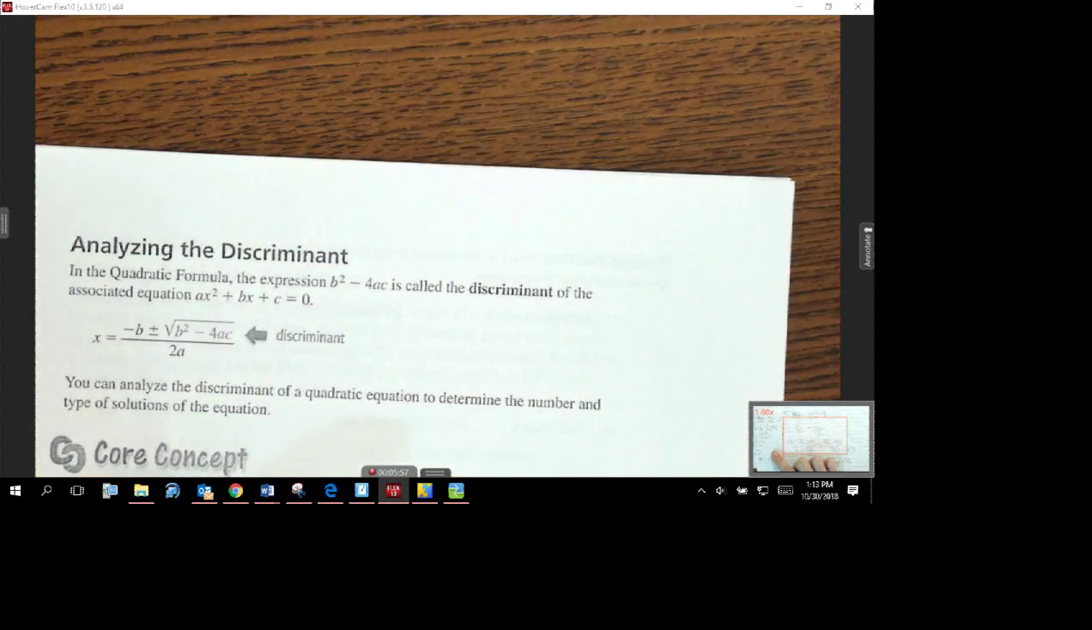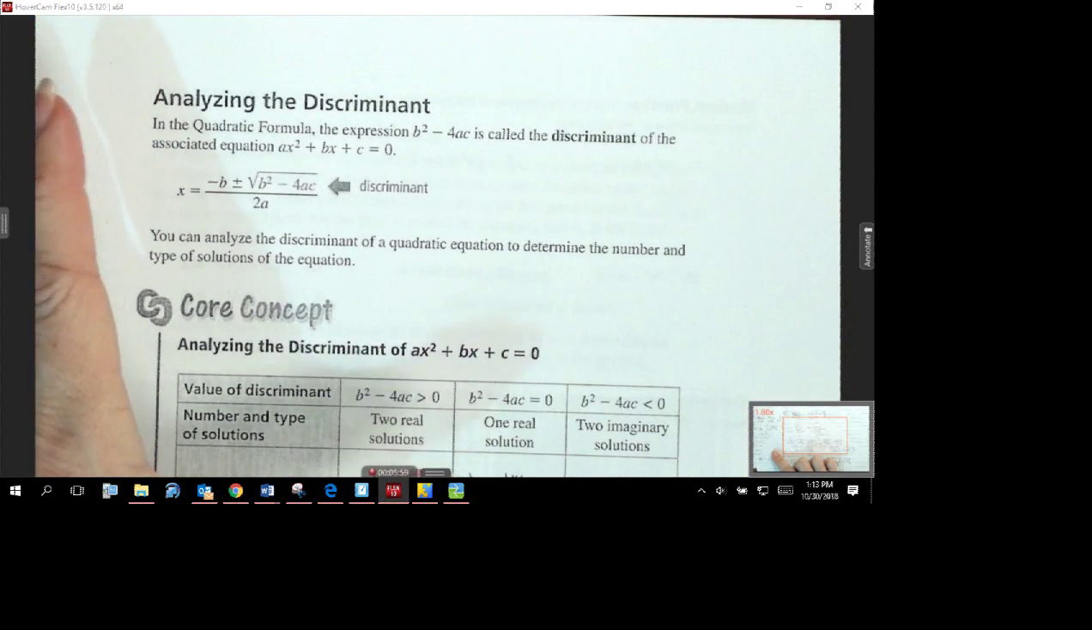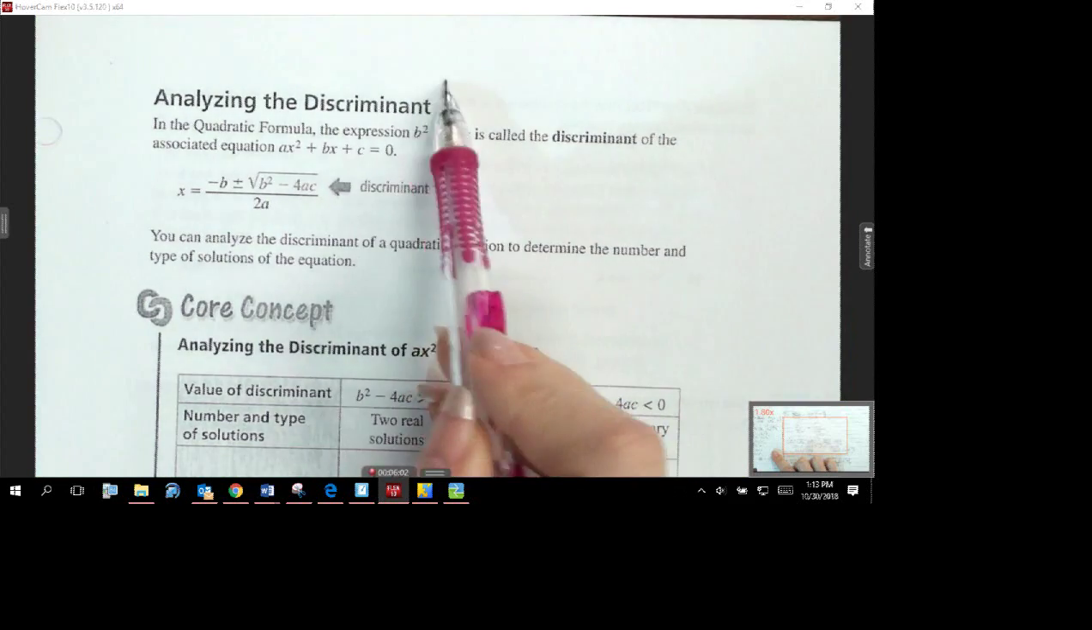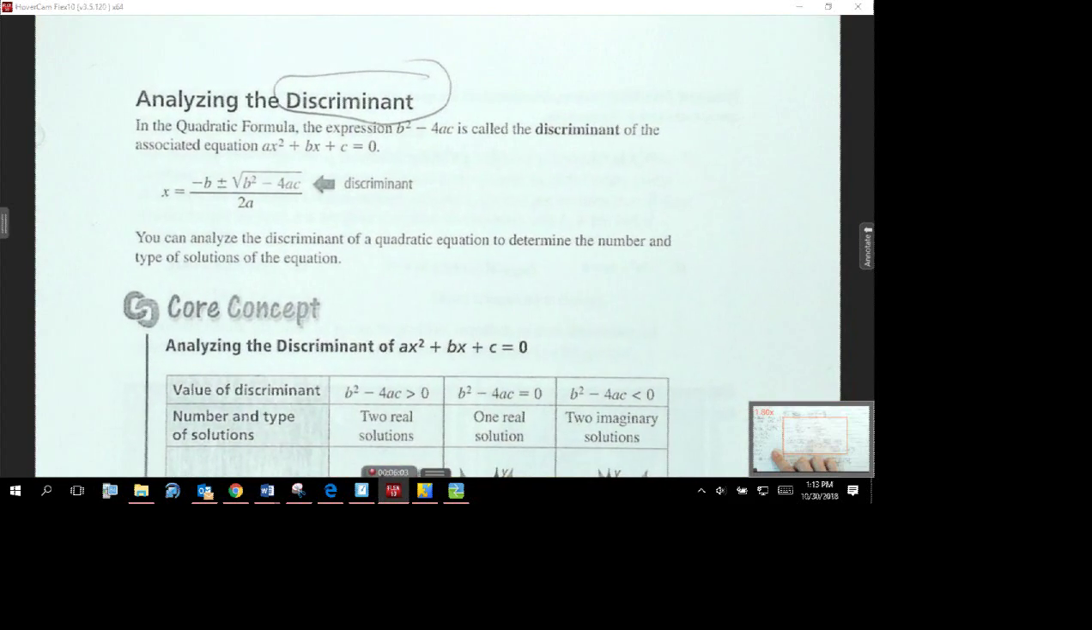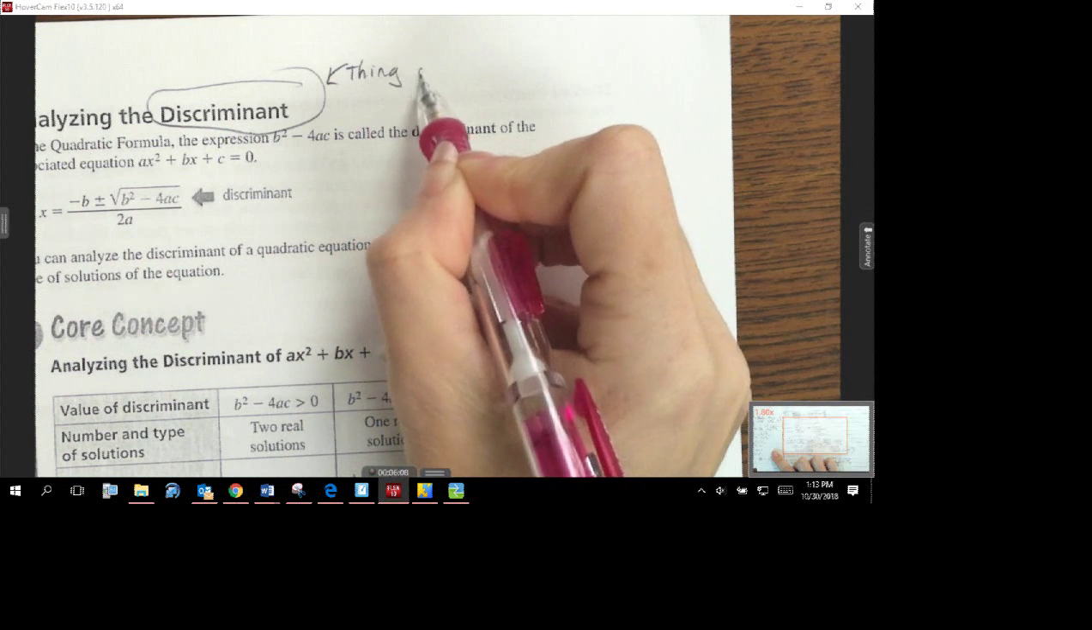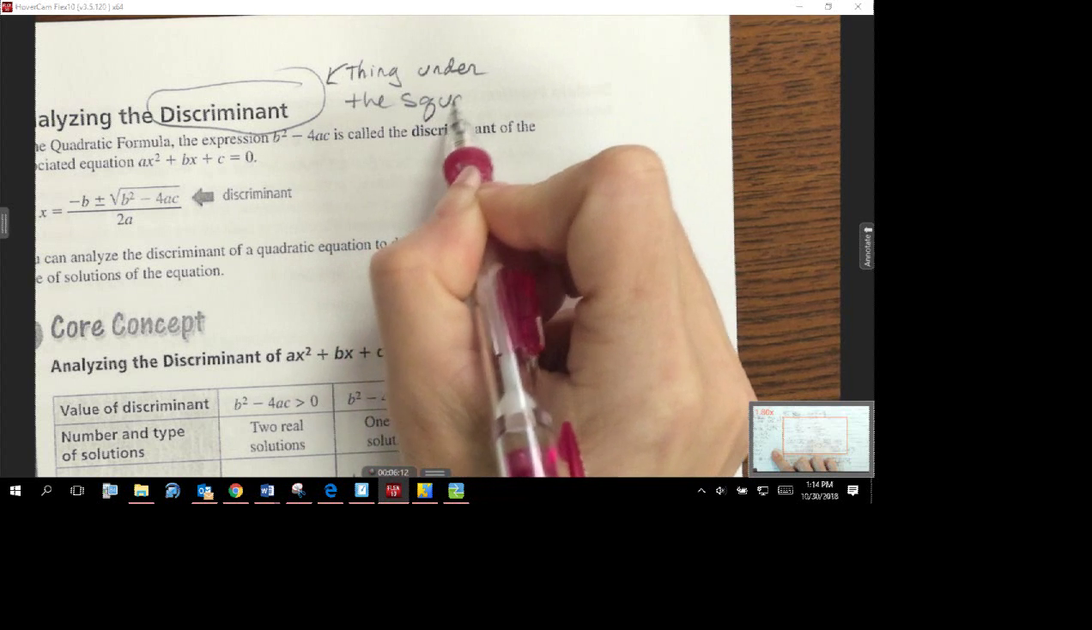Let's turn the page. See, that's kind of important, how many x-intercepts we have. So it has its own name. It's fancy. It is called the discriminant. That is the thing under the square root.